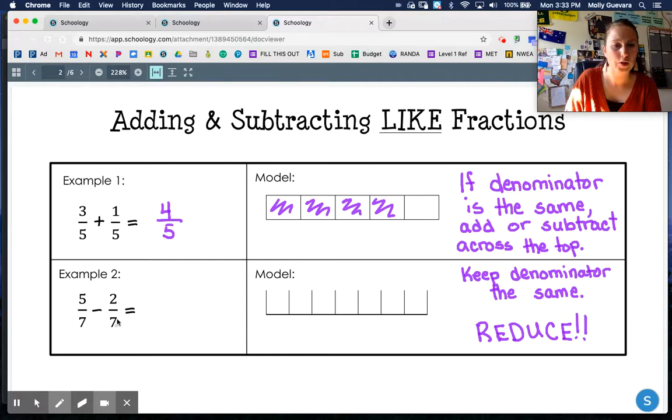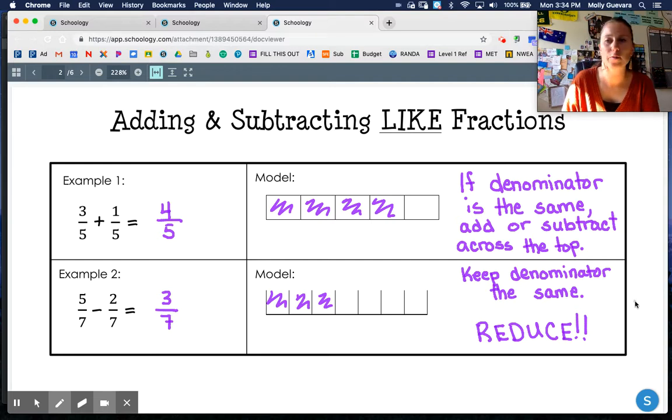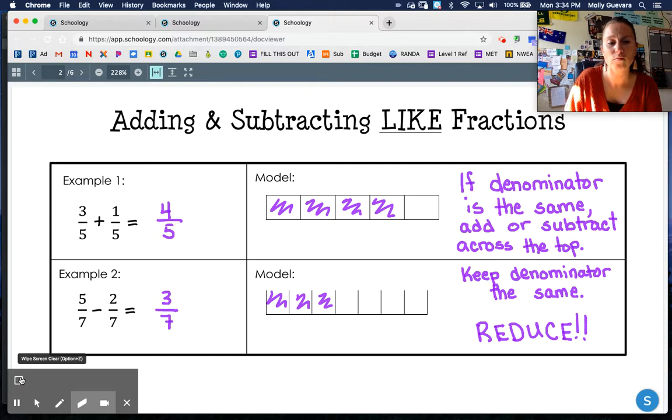Same thing for example 2. My denominator is the same. It's 7. So I just subtract straight across. So 5 minus 2 is 3. And then the 7 is going to stay. And again, if I have 1 whole here and it's divided into 7 parts, and I have 5 of them, 1, 2, 3, 4, 5, but I then take away 2, how many now do I have? And it's 3. So hopefully that makes sense. So if you have fractions with a common denominator, it should be pretty quick to simplify those.